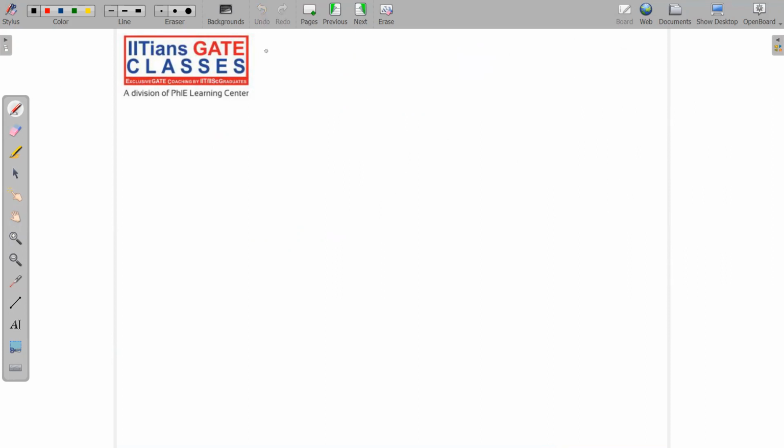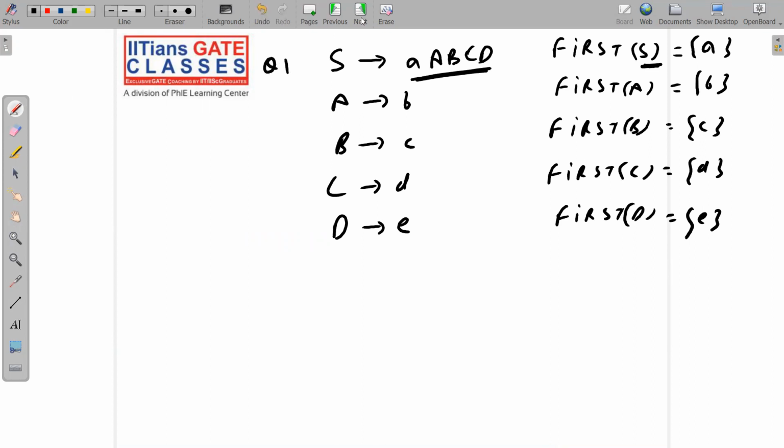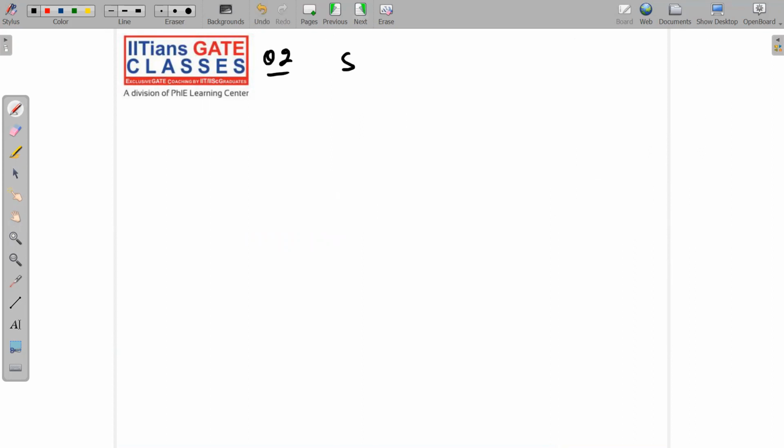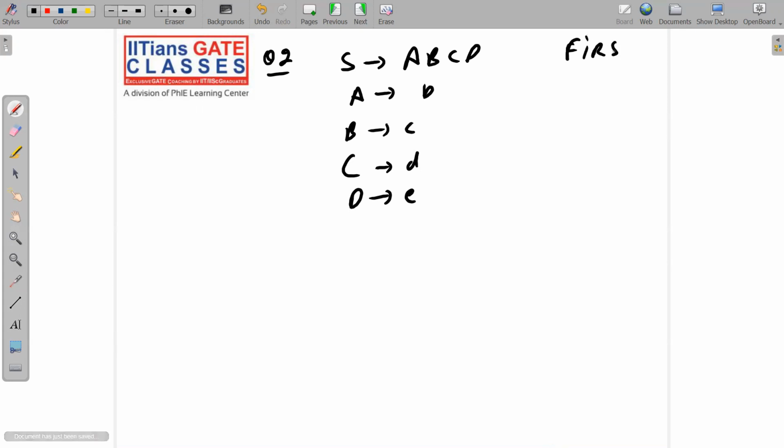Next question. This was question number 1. Now we are going to see question number 2. S implies ABCD, A goes to b, B goes to C, C goes to D, and D goes to E. If we have a grammar like this, now we need to find first. Let me write it one more time: first of S. Similarly, we want to find first of A, then first of B, then first of C, and then first of D.